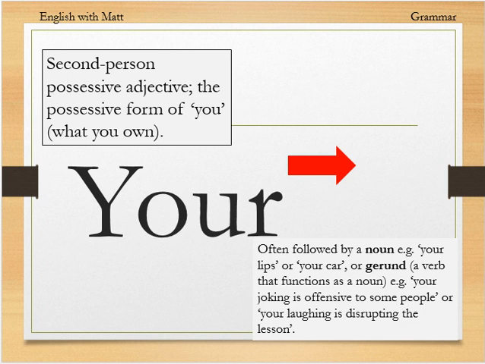The reason why the arrow is there is because this version will often depend on the word that comes after "your". It will often be followed by a noun, such as "your lips" or "your car". So both lips and car there are nouns. We wouldn't want to say "you are lips" or "you are car". Or it's sometimes also followed by what's called a gerund, which is a verb that functions as a noun in the context of a particular sentence. So 2 examples: "your joking is offensive to some people", or "your laughing is disrupting the lesson". Both laughing and joking there are functioning as a noun, which makes it a gerund.